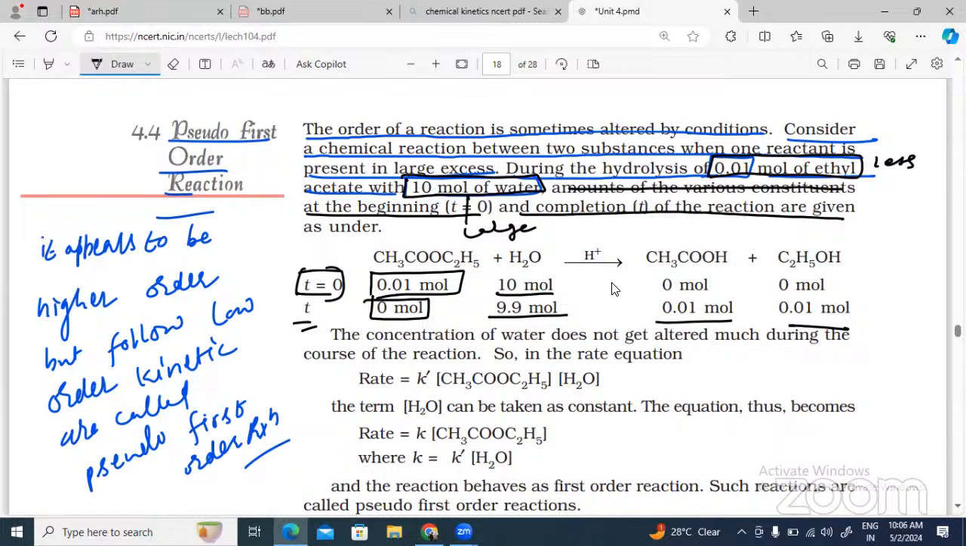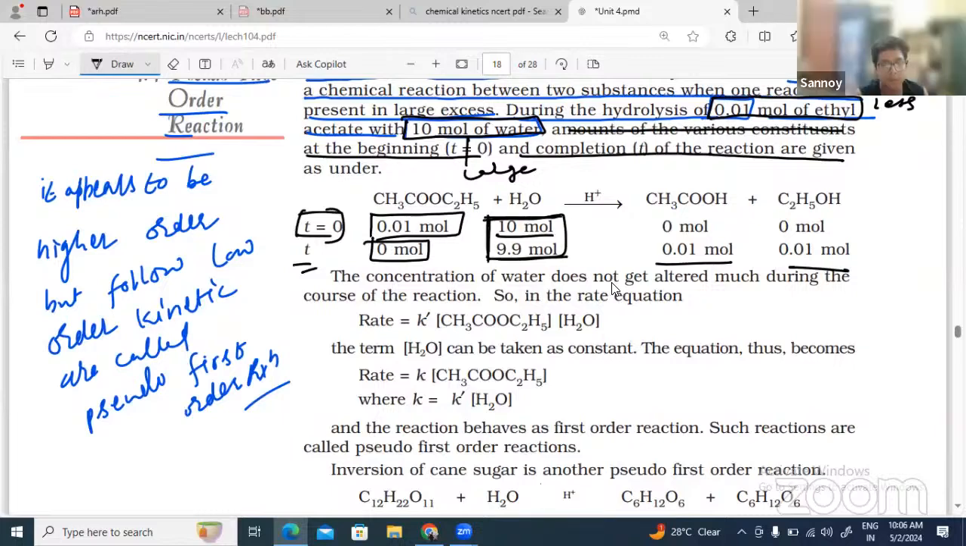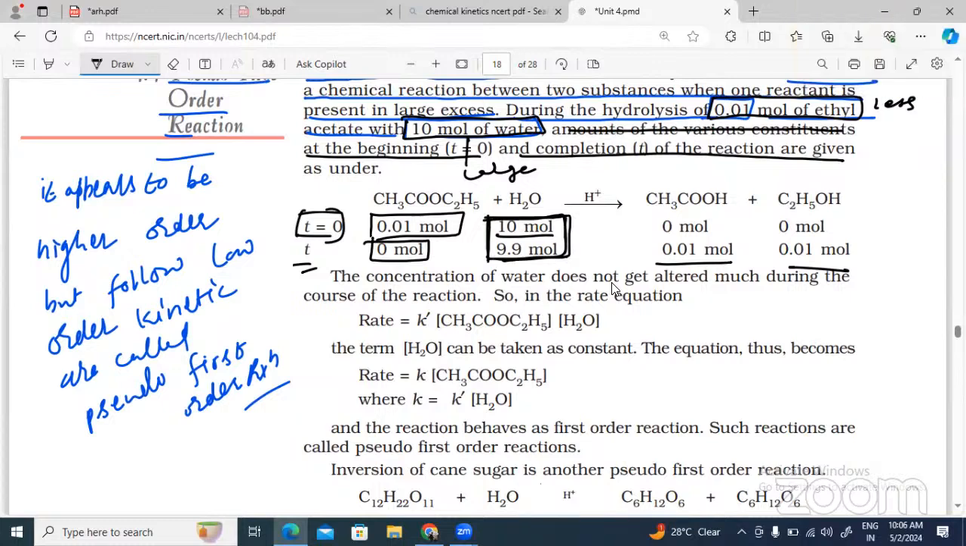Now you see what point they are saying. The change in the concentration of water is very small. Getting my point? The change in the concentration of water is very small. So this is not going to be considered, because if the change is not too large, it is very small, so it is not going to be considered. So the order of reaction is going to depend on only one molecule. Although it appears to be these two molecules, order two, it follows order one.